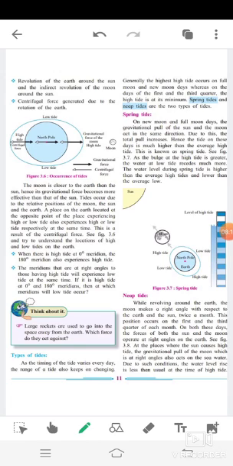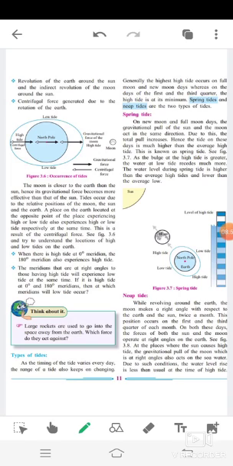Revolution of the earth around the sun and the indirect revolution of the moon around the sun. Centrifugal force generated due to the rotation of the earth. See figure 3.6 is given here. Occurrence of tide. The moon is closer to the earth than the sun, hence its gravitational force becomes more effective than that of the sun. Tides occur due to the relative position of the moon, the sun and the earth.